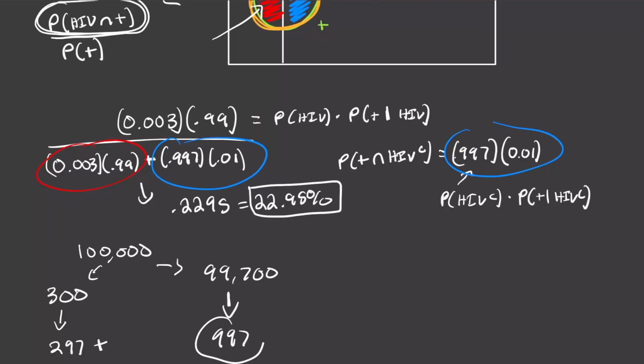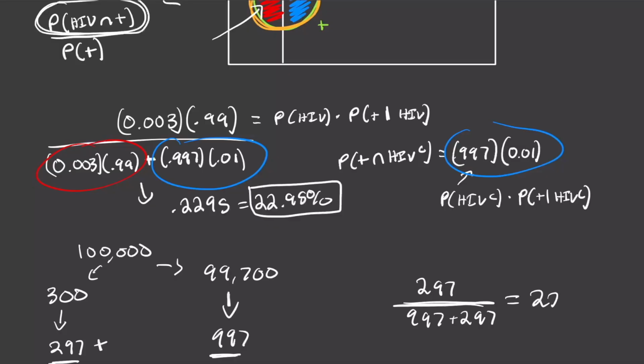So you can see that most of the people who test positive don't actually have HIV, right? 997 is bigger than 297. And that's just because 1% of this number is going to be a lot bigger than 99% of this number. In this situation, we had 997 plus 297 people who actually tested positive, and of those people, only 297 of them actually had HIV. So this would also give us about 22.95%, which we expect, right?